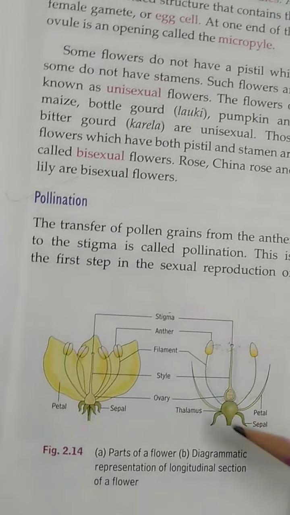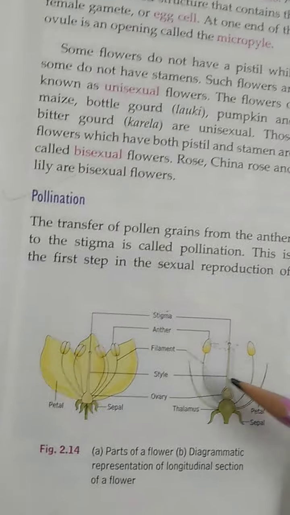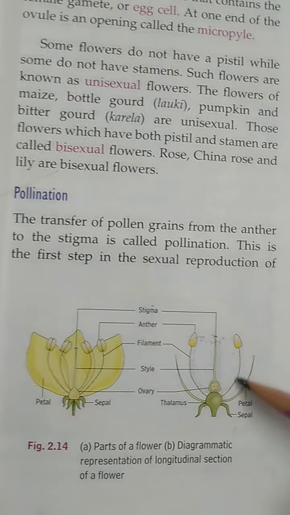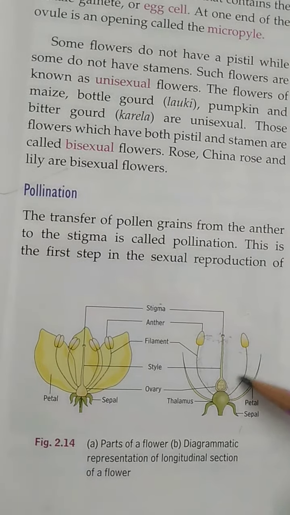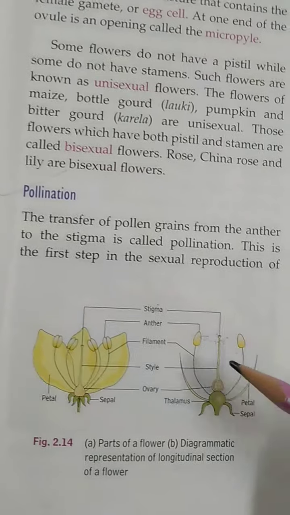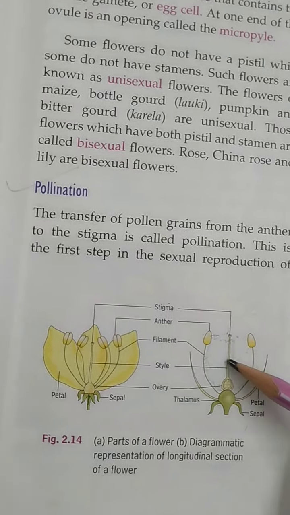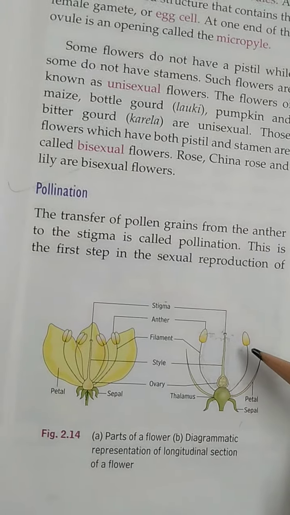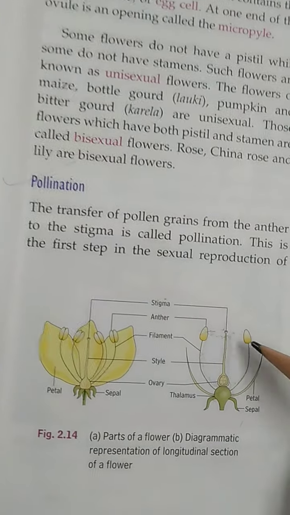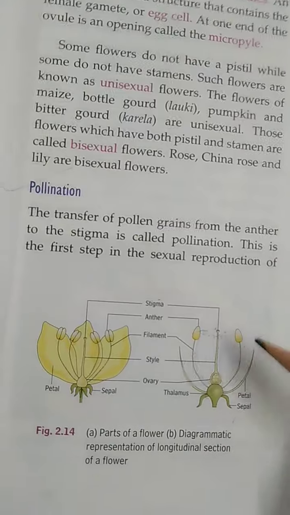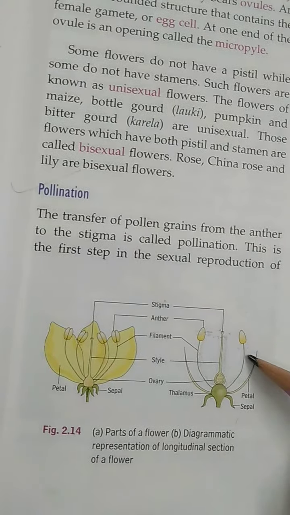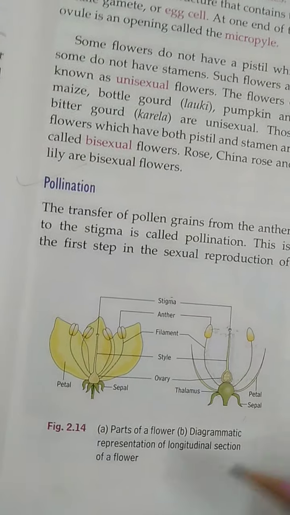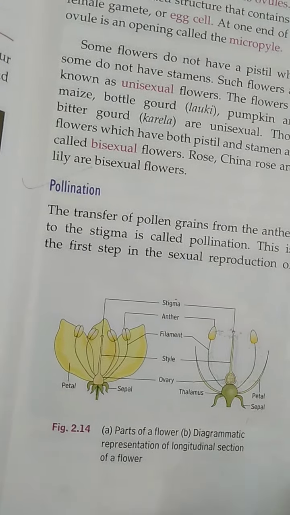Now students, we have some flowers which have both reproductive parts, meaning both the pistil as well as the stamen part. So these kinds of flowers, which have both the male as well as the female reproductive part, are known as bisexual flowers. And examples of these bisexual flowers are the rose, china rose and lily. So it is all about the structure of a flower.